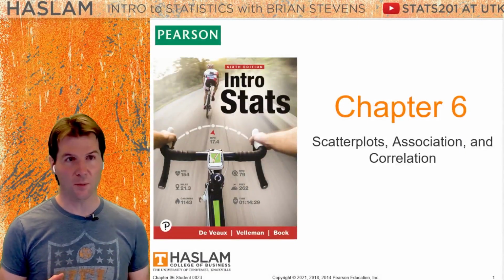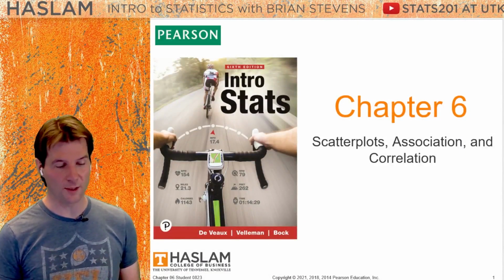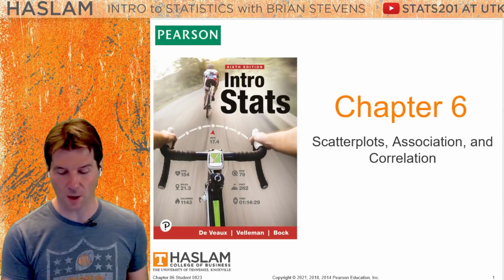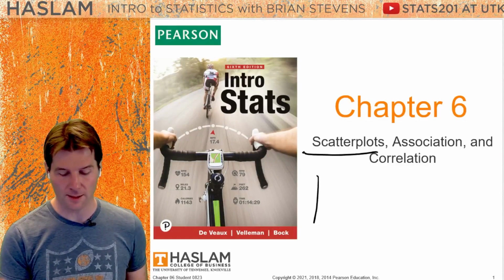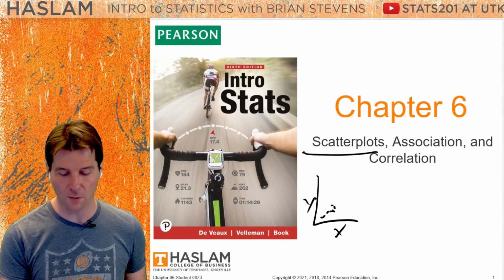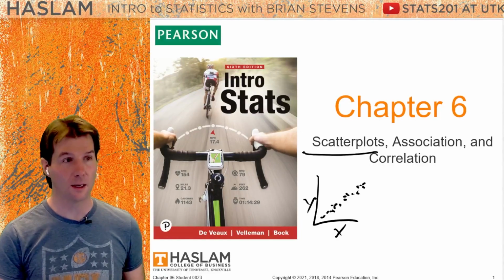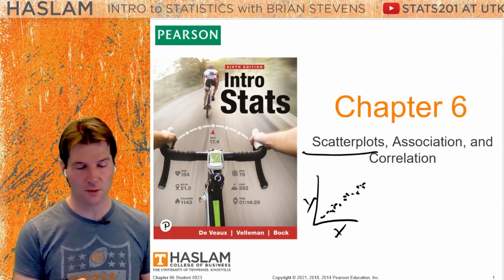Let's talk about scatter plots, associations, and correlation. First, let's define what a scatter plot is. A scatter plot is a bivariate visualization of data where both variables are quantitative, meaning we have two variables, an x and a y, and they're both quantitative variables.